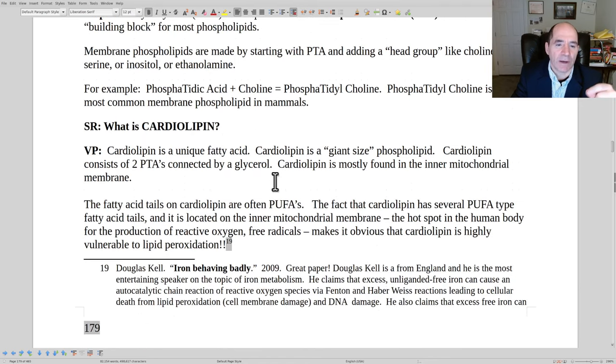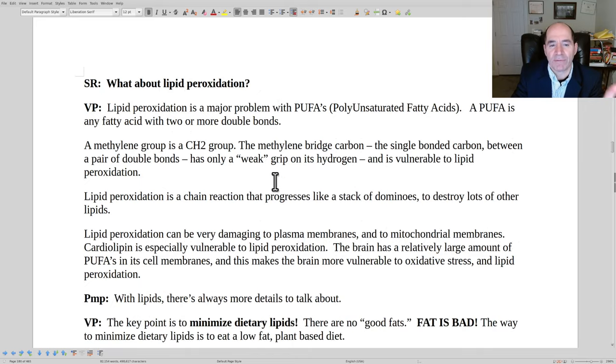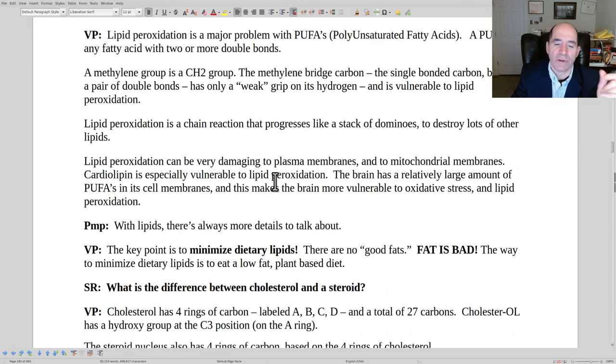So this is probably more information than you want about fatty acids. If you actually decide to read the book and you want to learn more about fatty acids, you'll find a lot of textual information in there.